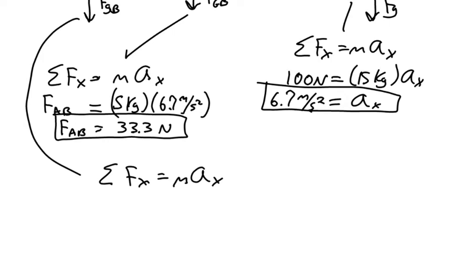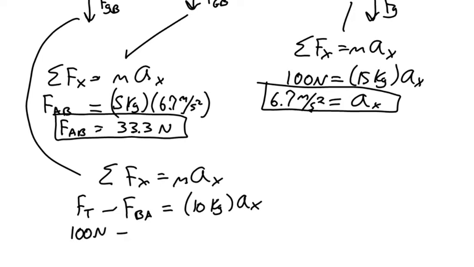We've got two forces acting on this one. We have force tension going to the right, and the force from B on A going to the left is equal to 10 kilograms times the acceleration in the x direction. We had our tension force was 100 newtons, minus, we said that's going to be 33.3 newtons, is equal to 10 kilograms, and the acceleration here is 6.7 meters per second squared.